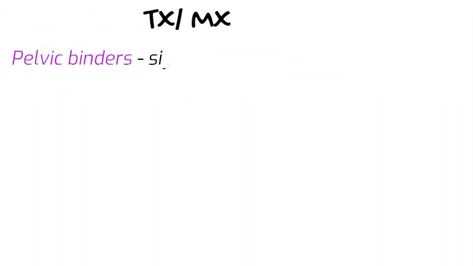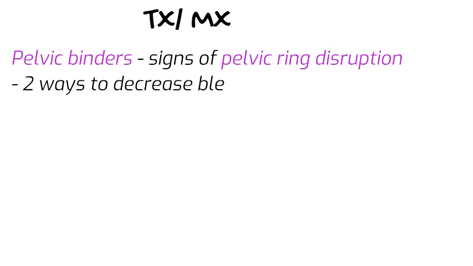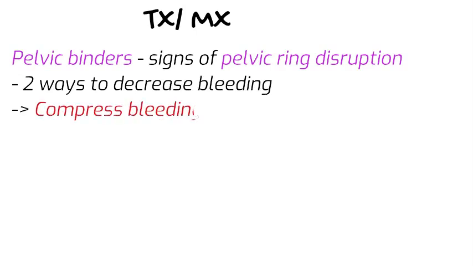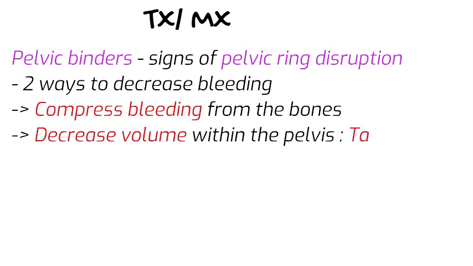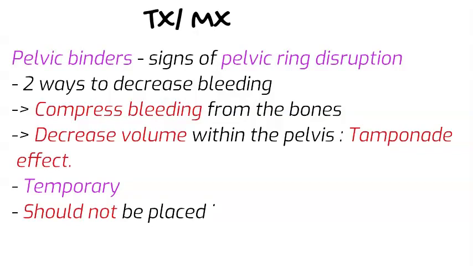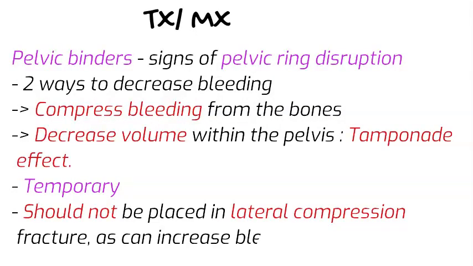Regarding pelvic binders, we use them if there are signs of pelvic ring disruption. There are two ways pelvic binders decrease bleeding. One, it compresses the bleeding from the bone. Two, it decreases the volume within the pelvis, causing a tamponade effect. But remember, it's only temporary. It should not be placed in a lateral compression fracture as it can increase bleeding.